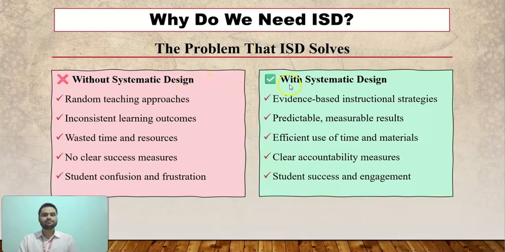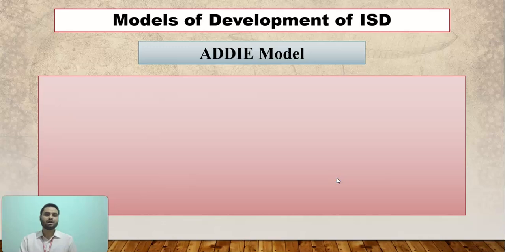And what happens after ISD, when we go to the class with proper planning? We use evidence-based instructional strategies, get predictable, measurable results because we already planned, make efficient use of time and materials, and have clear accountability measures for student success and engagement. After implementation of instructional system design, we achieve certain goals through which we can assess students' success and engagement.